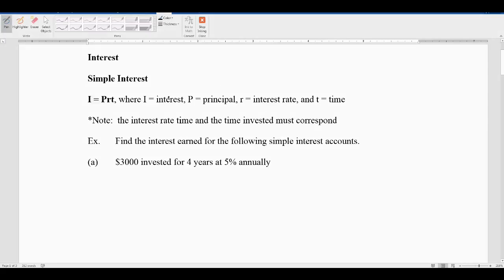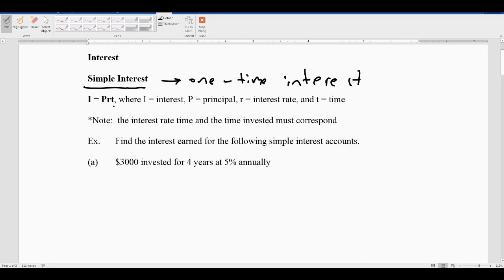Interest, specifically simple interest. Now this is like a one-time interest. It's like if I were to loan you $1,000 and told you you have to pay me back $200. That's a one-time interest. Or I could do a percentage, a one-time percentage.